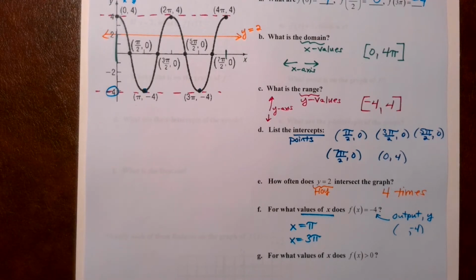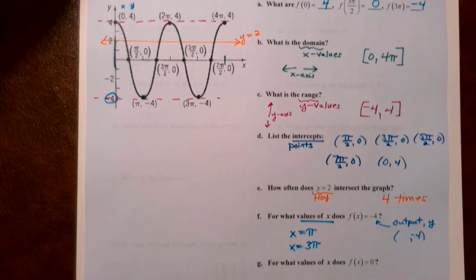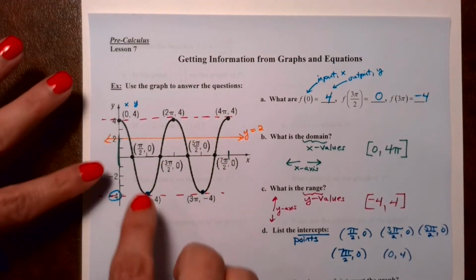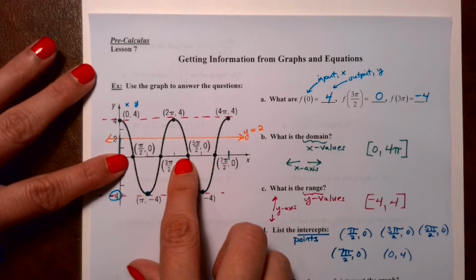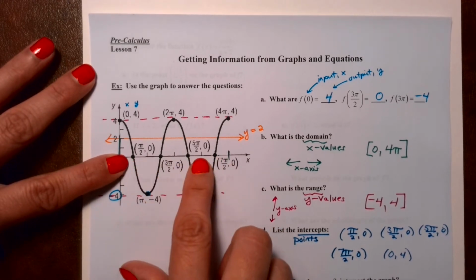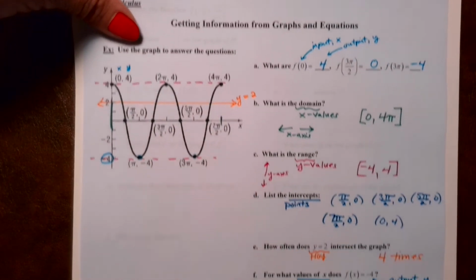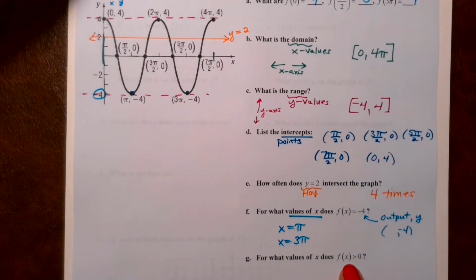Okay. And now for my favorite question. For what values of x is f of x greater than 0? Greater than 0. So if I take a look at this graph, I know that f equals 0 right here in these places. It's equal to 0 there, but that's not what it said. It said, where is f of x greater than 0? Where is it greater than 0?